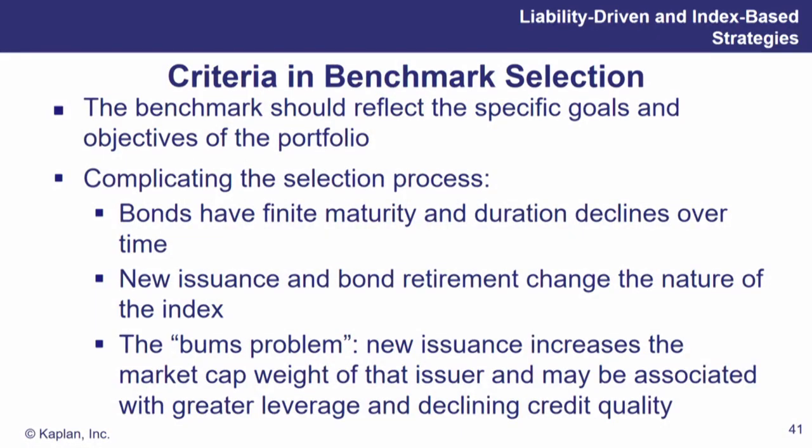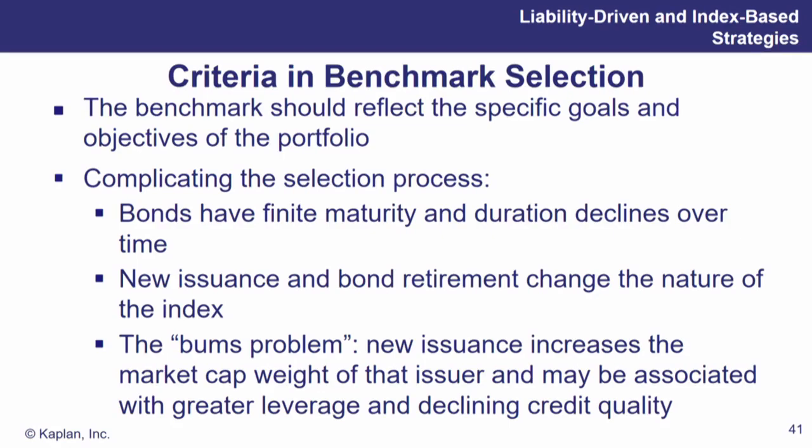Complicating factors in the bond world: I pick that index, but it's an index of bonds, and over time, bonds change characteristics. They get shorter, their duration goes down. We've got to think about that. New bonds are issued, bonds come due. The nature of the index might be shifting over time, something to be aware of.